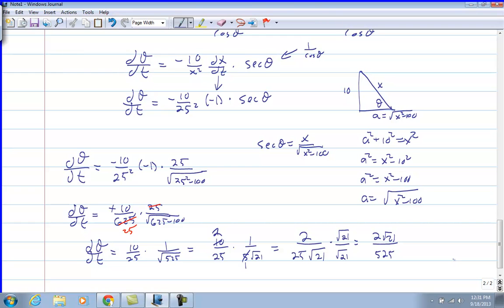And the decimal approximation for that would be 2 times the square root of 21 divided by 525. I get 0.017 radians per second. Okay, and that's how the angle is changing as it's being reeled in, and we're at 25 feet of line out.